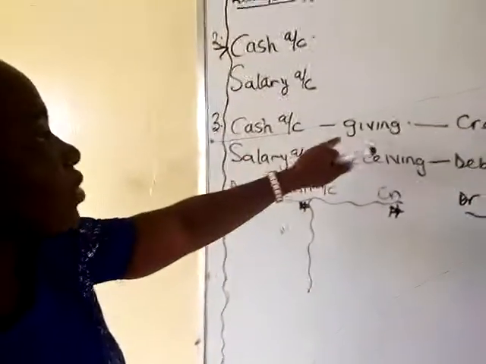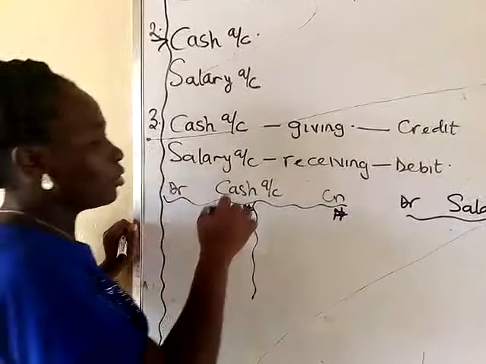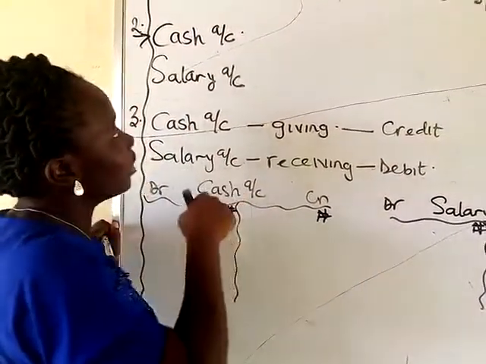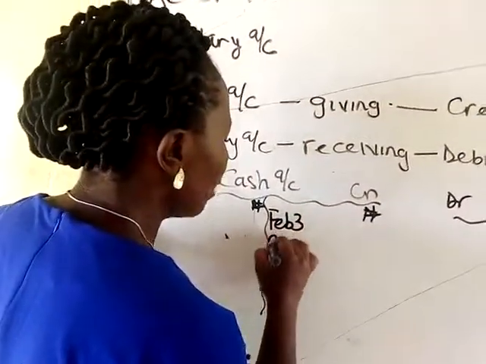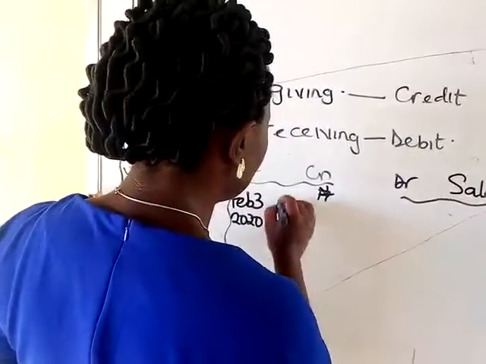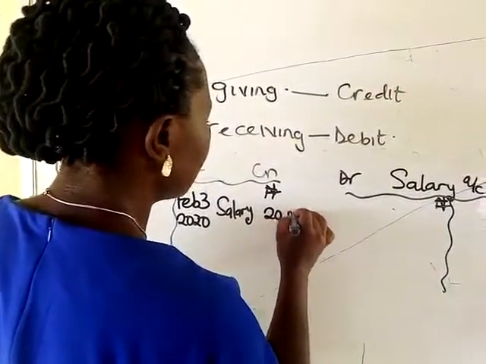So your cash account is given. The meaning is that when you come to the cash account, you're to record it on the credit side. You're to write that transaction on the credit side of the cash account. So I have my date as February 3rd, 2020. Cash is given to the other account, which is salary, the sum of 20,000 Naira.